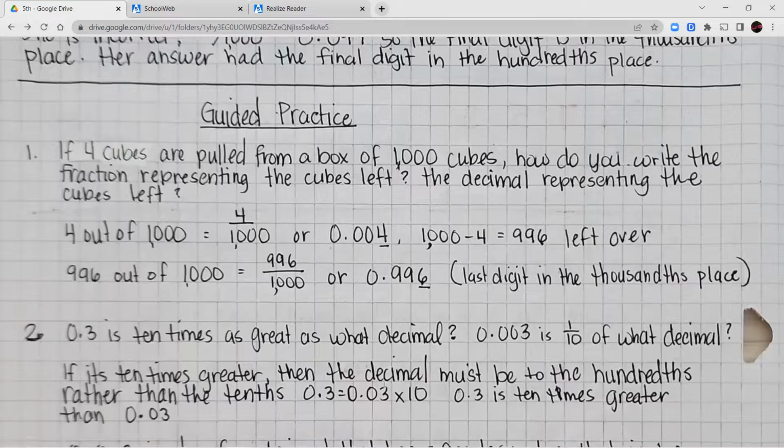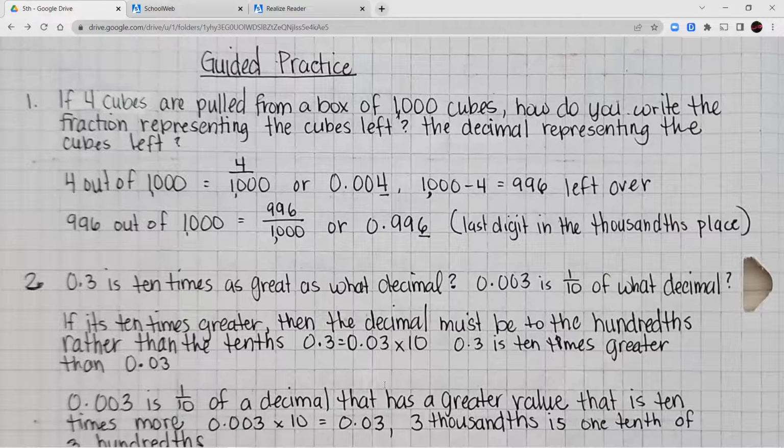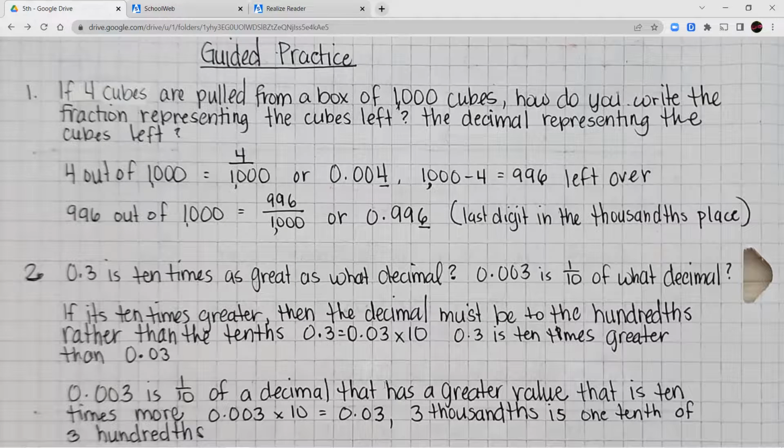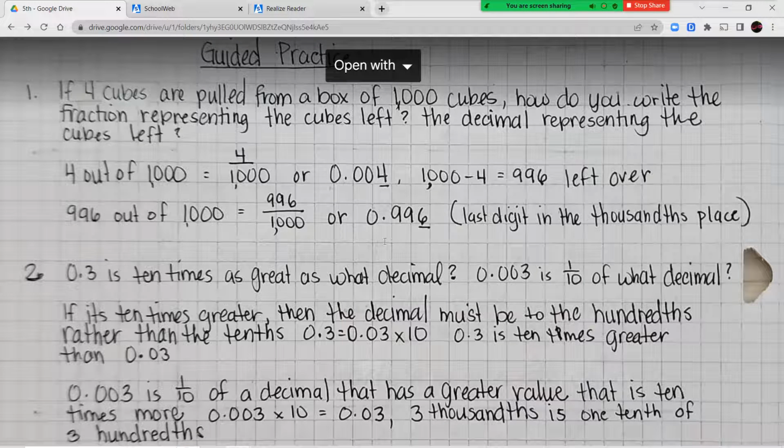Now let's take a look at our guided practice. If 4 cubes are pulled from a box of 1,000 cubes, how do you write the fraction representing the cubes that are left and the decimal representing the cubes that are left? So this is part of our video. 4 out of 1,000, we said is 4 thousandths, 0.004.